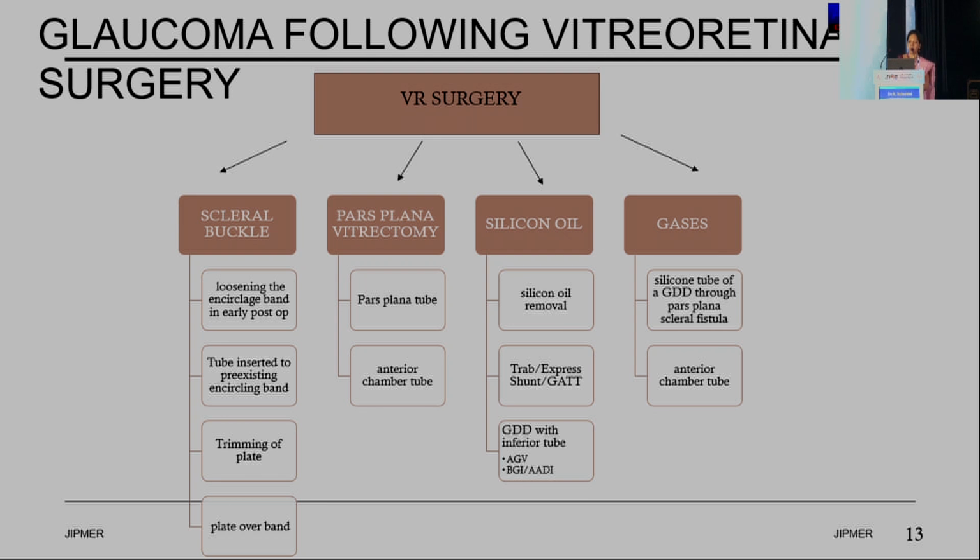With respect to glaucomas following use of these intravitreal gases, here again you can place a GDD, either in the pars plana scleral fistula, or you can place an antechamber tube.